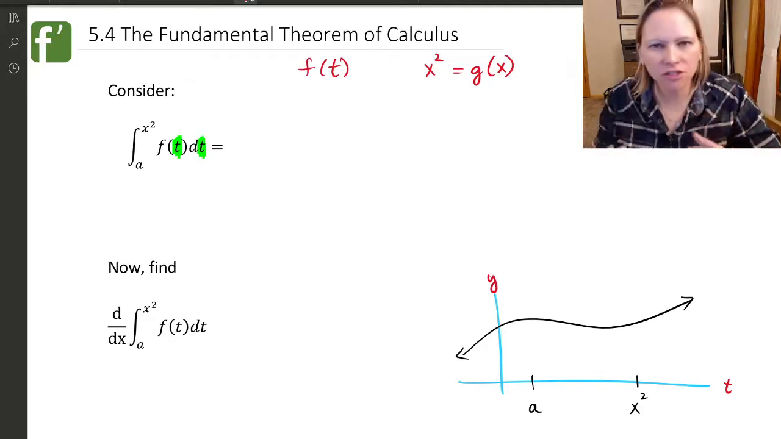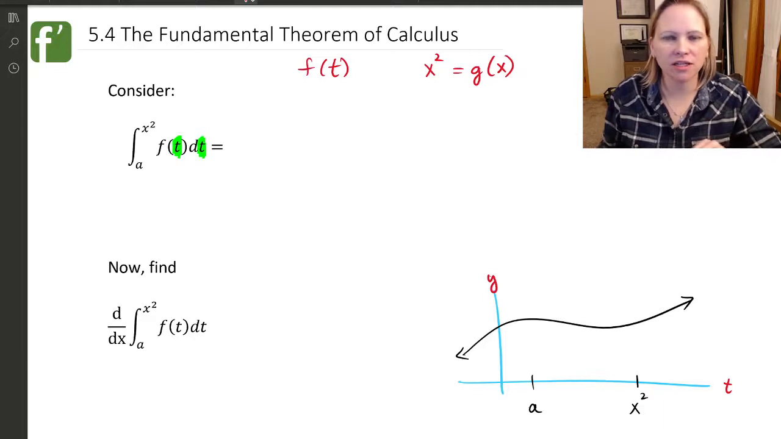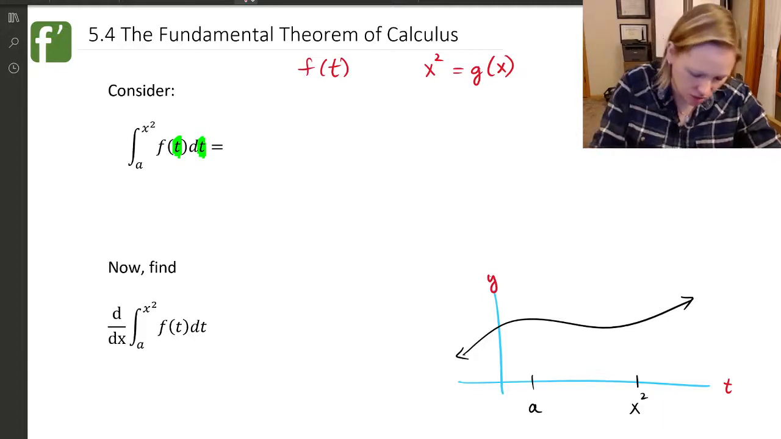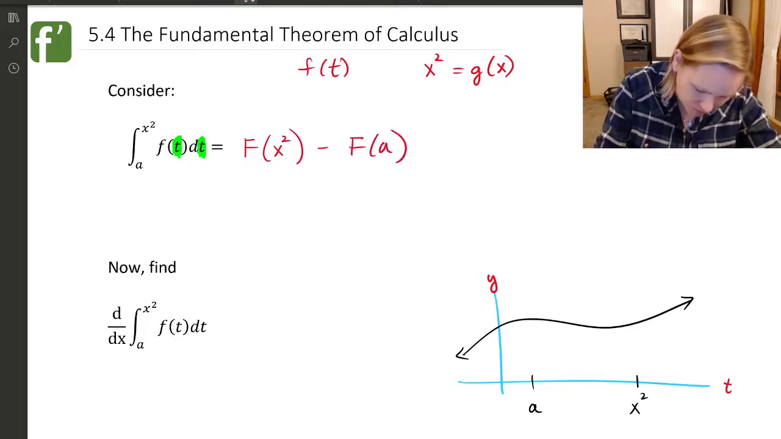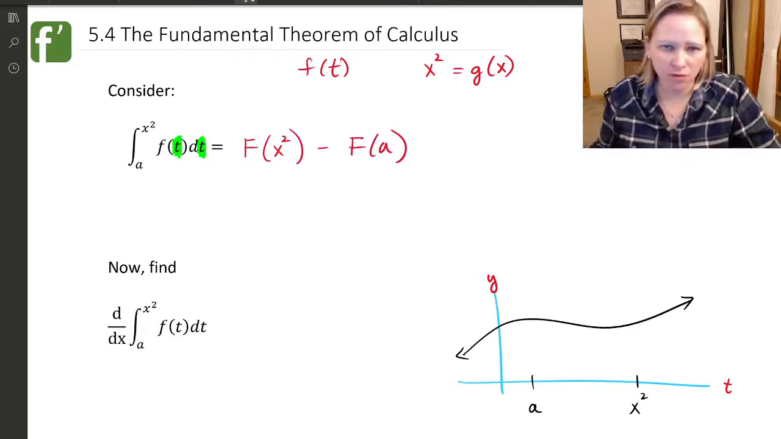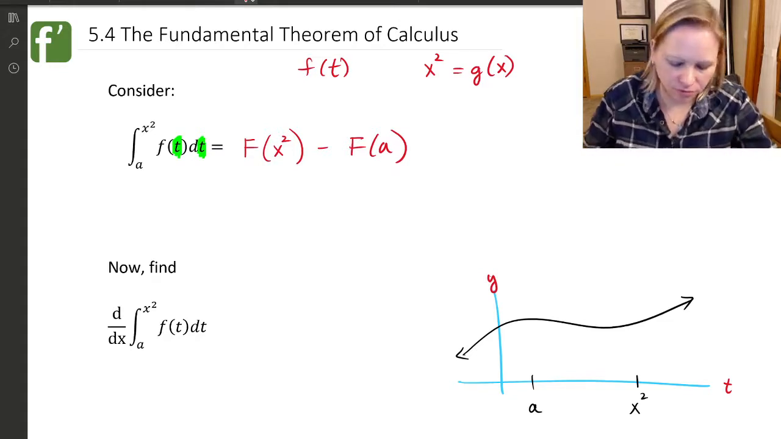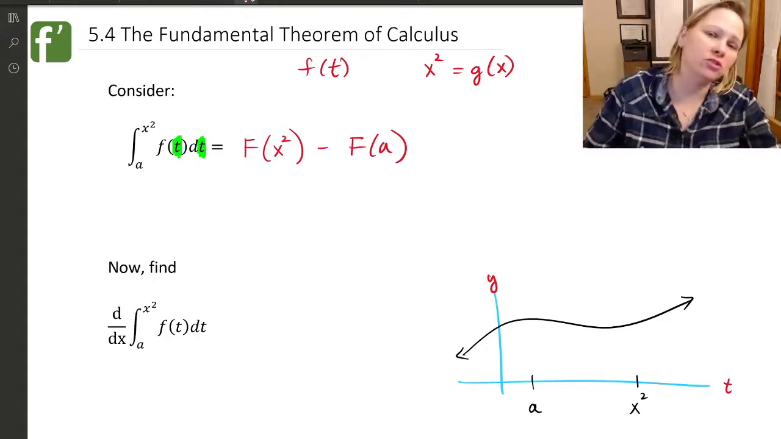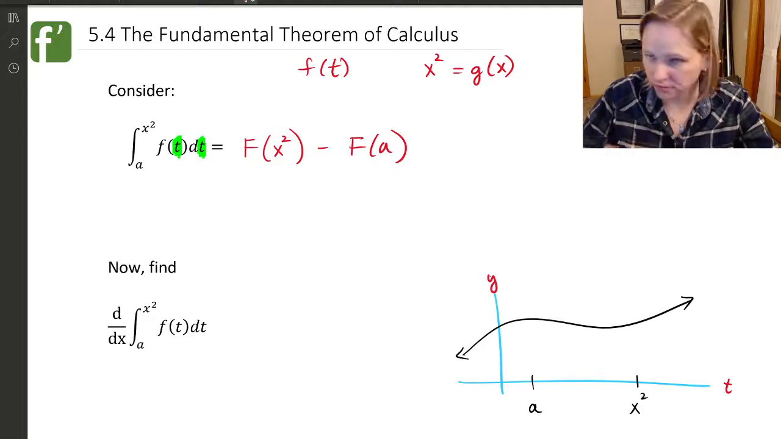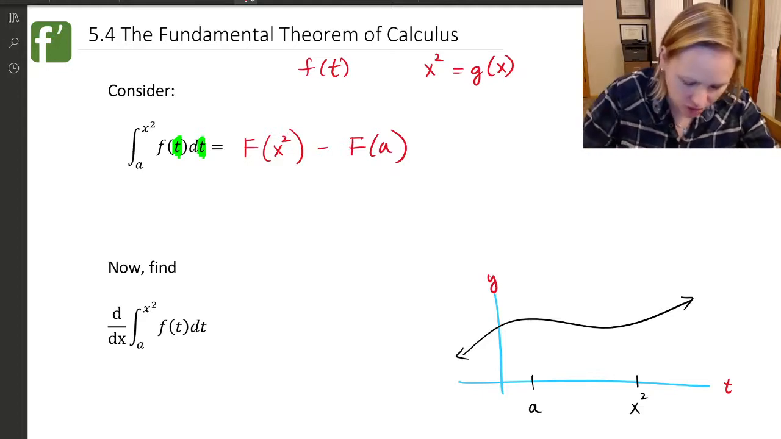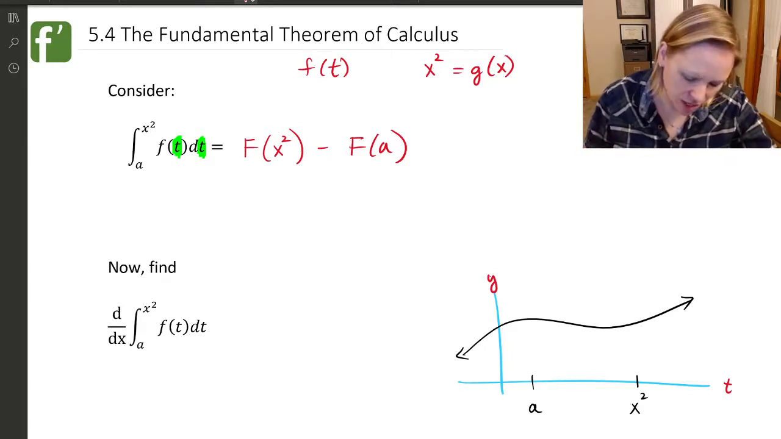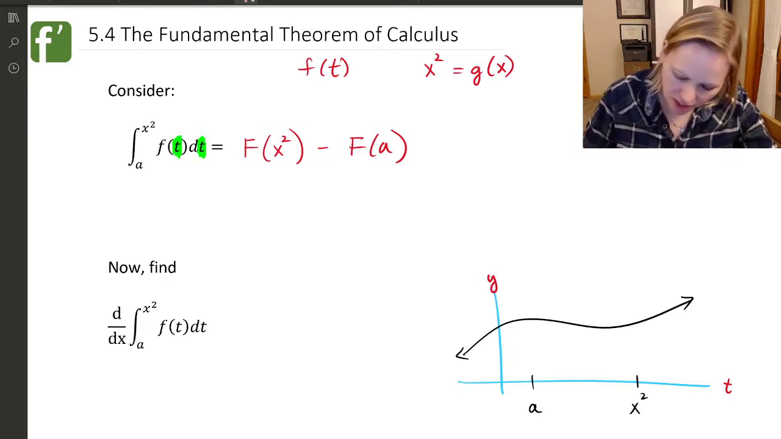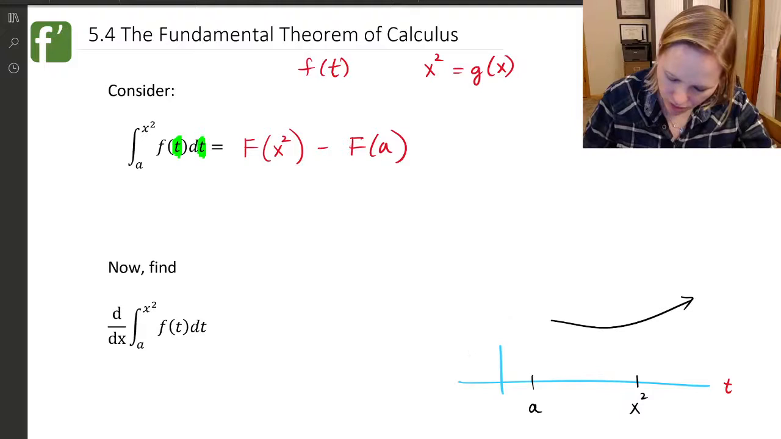We've already learned that when we evaluate an integral, we use an antiderivative. So I'm going to write this as F of x squared minus F of a. So this is actually part of the fundamental theorem of calculus, and we'll get to it at the end. We've actually been using it to evaluate integrals. So this is how we would evaluate this integral. We'd use antiderivatives.